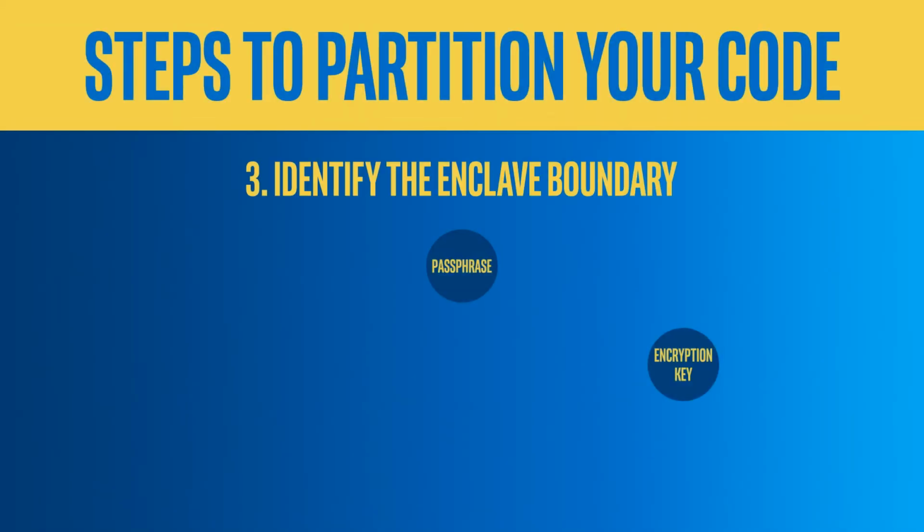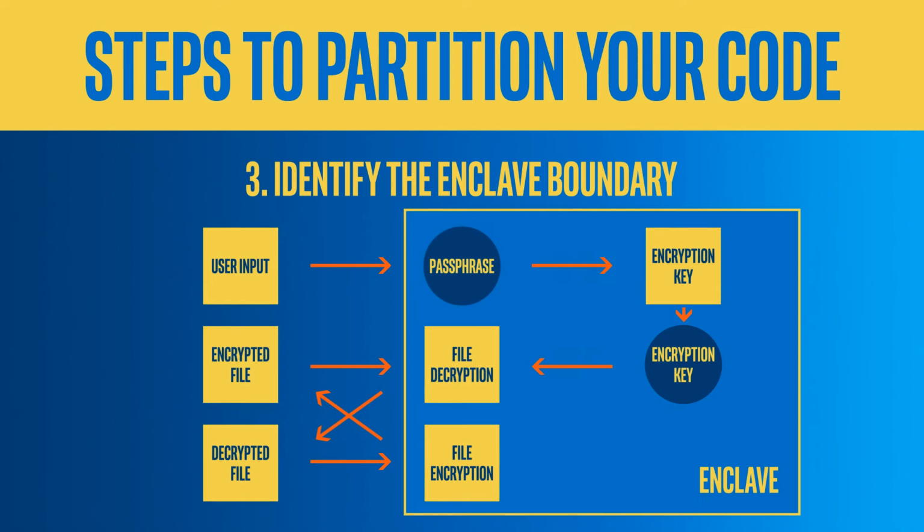Step 3. Identify the enclave boundary. When drawing the boundary, your goal is to encompass as many secrets as possible and minimize the number of secrets that must cross it. However, you should not encompass more of the application than is strictly necessary. Large enclaves are more difficult to debug, have a larger attack surface, and consume more resources than small ones.